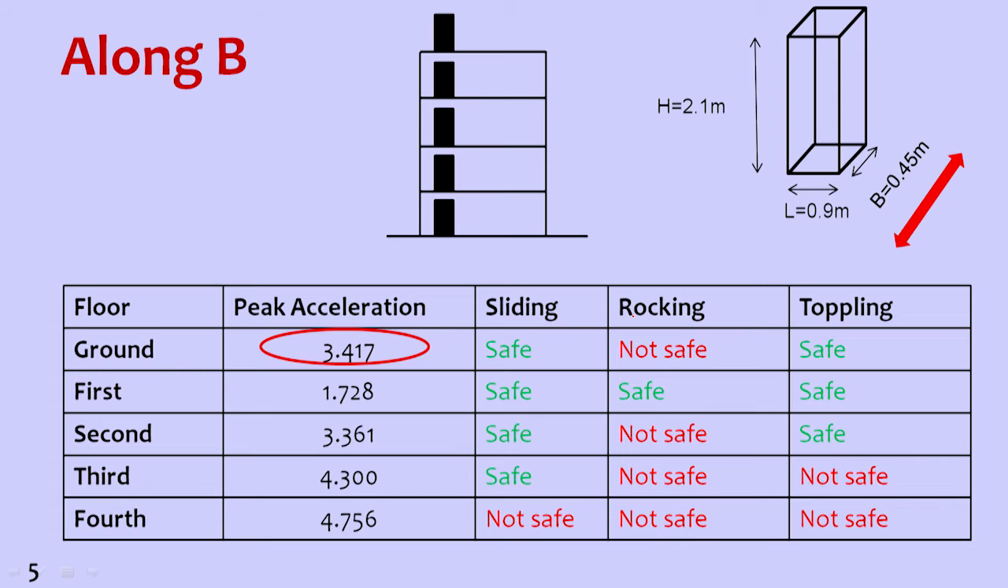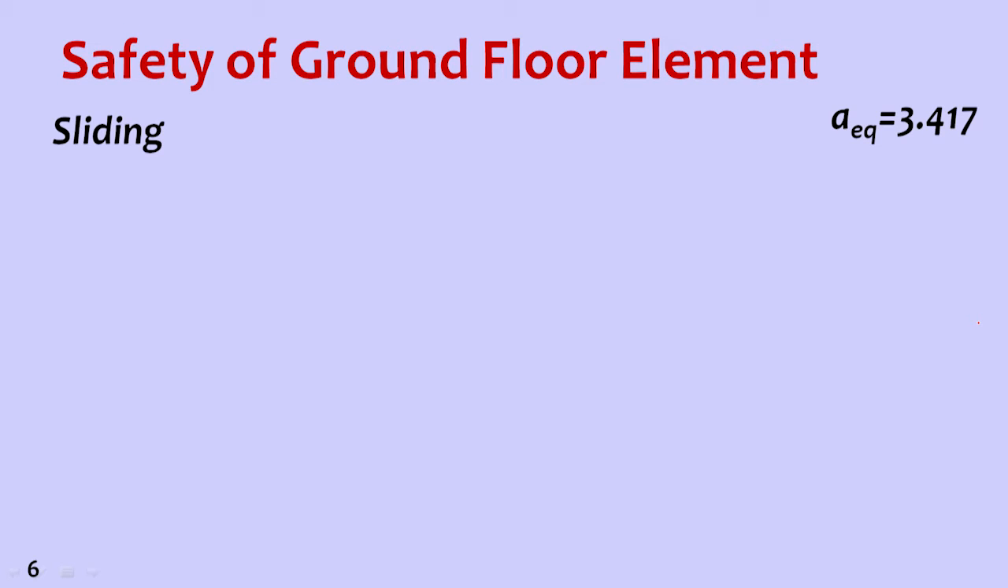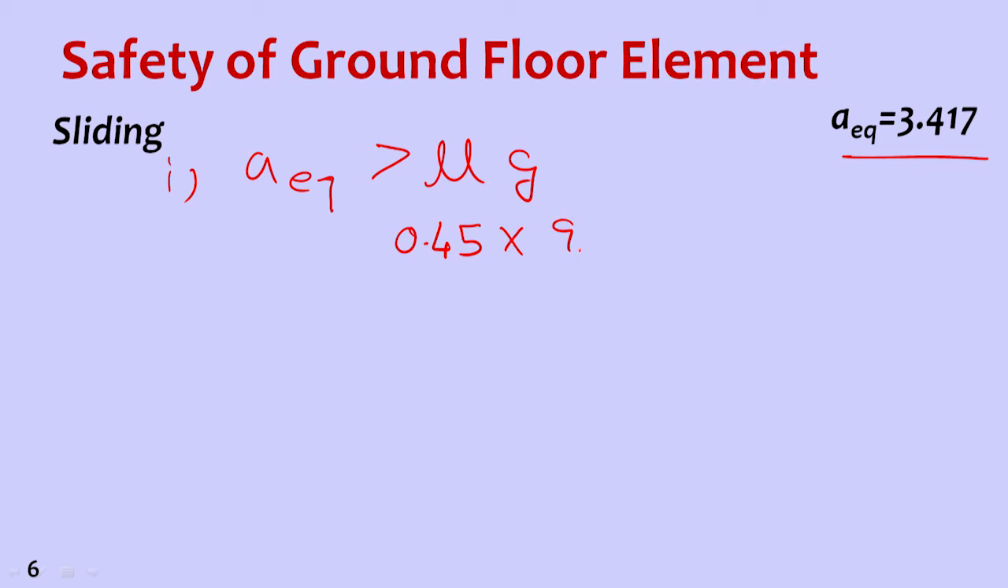I will show you only one calculation. When the object is placed along B, this is the B side, this is B and this is H, and we have the El Centro ground motion with PGA of 3.417. We will see the conditions of sliding, rocking, and toppling in successive sessions. Let us start with sliding. AEQ is 3.417. For sliding, the first condition is whether AEQ is greater than mu g, where mu is 0.45 multiplied by 9.81.